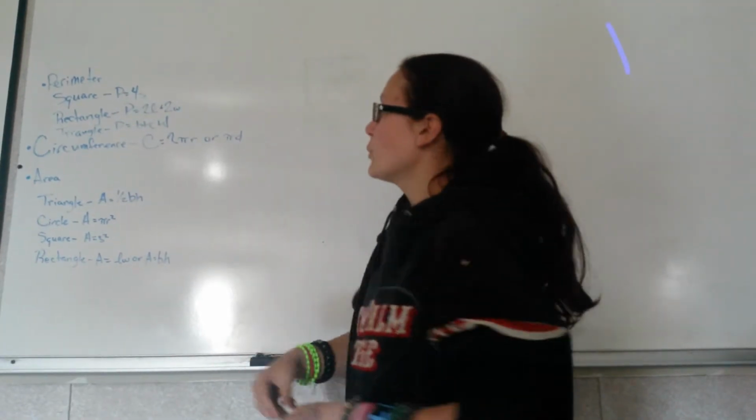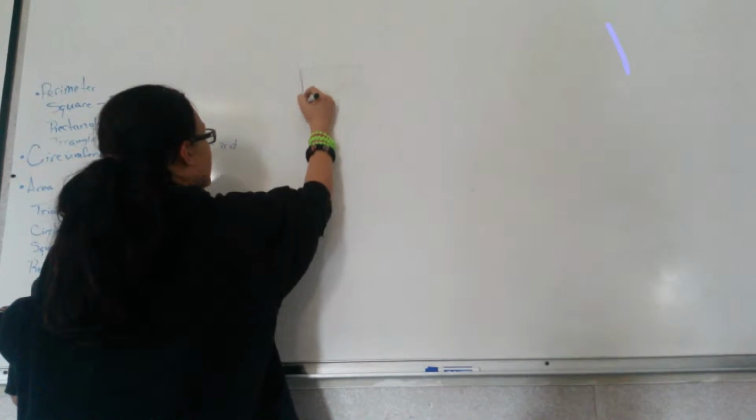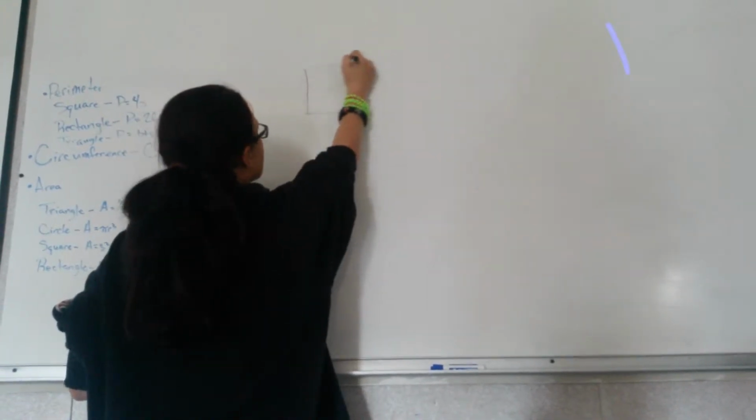I'm going to start with the perimeter of a square. So I'm going to draw you a square. Please don't laugh, I'm a terrible artist. I did not take art class for a reason.